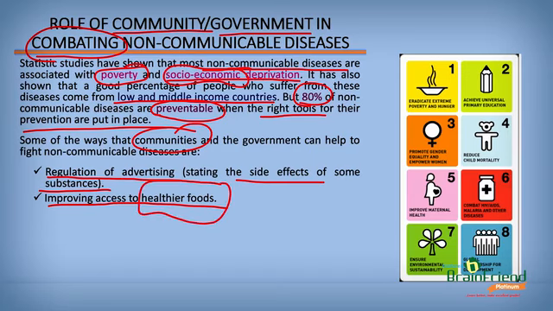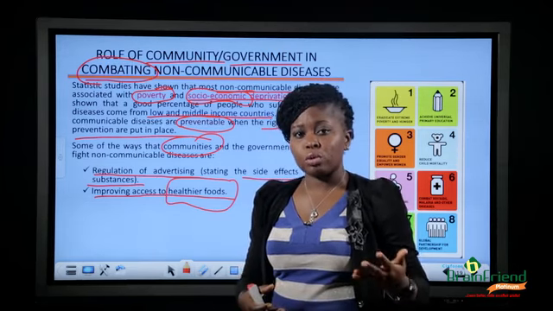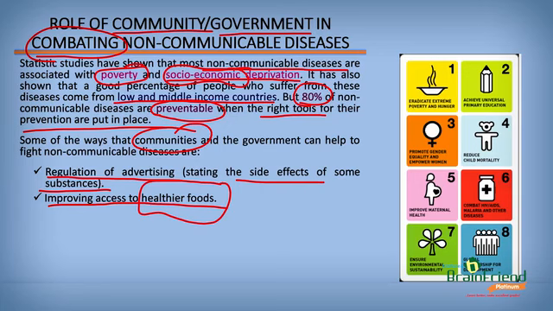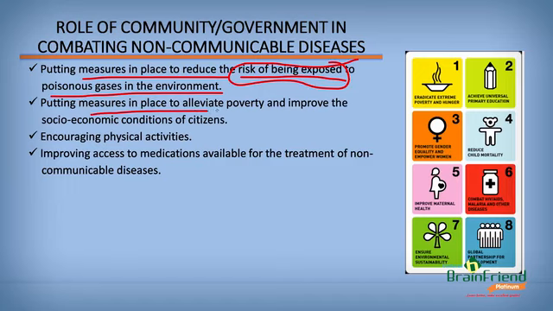One way they can improve access is to make these foods available by improving agricultural practices, making sure that these foods are available. And they are not just available, they are also available at a cheap rate for people to be able to afford them. The governments and our communities can also put measures in place to reduce the risk of being exposed to poisonous gases in the environment. They can also put measures in place to alleviate poverty and improve the socio-economic conditions of citizens.